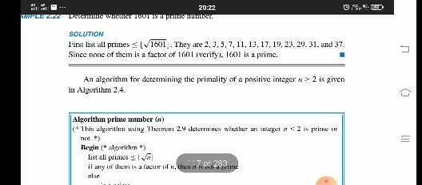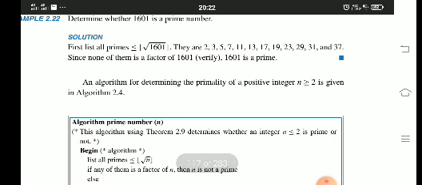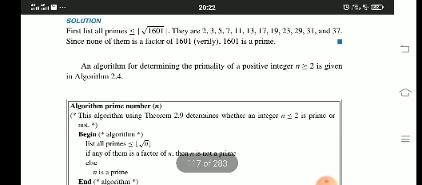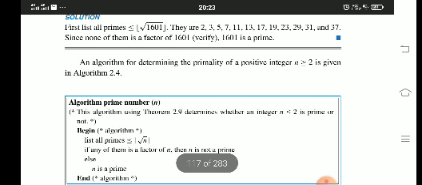First, list all primes that are less than or equal to root 1601. We know that root 1600 equals 40. Therefore we choose primes below 40. These are 2, 3, 5, 7, 11, 13, 17, 19, 23, 29, 31 and 37.